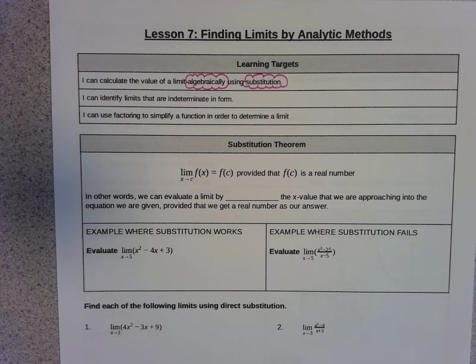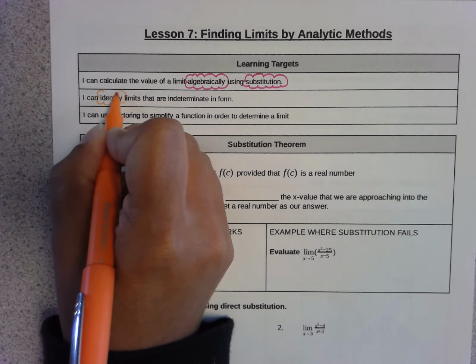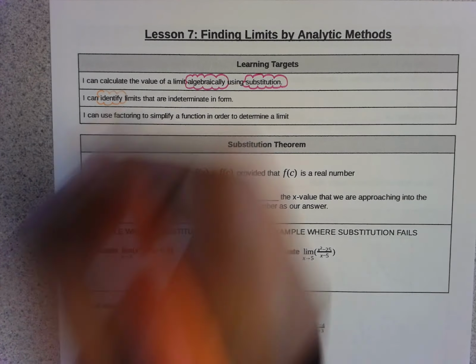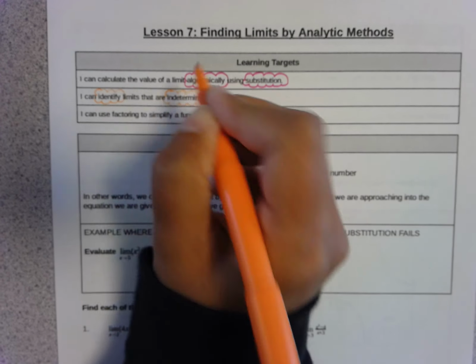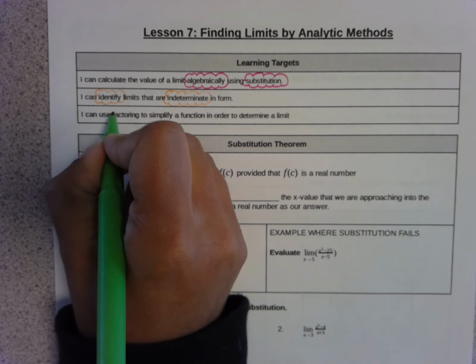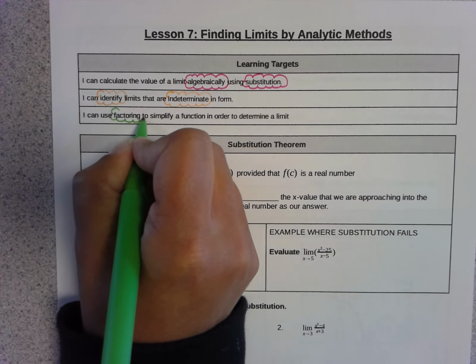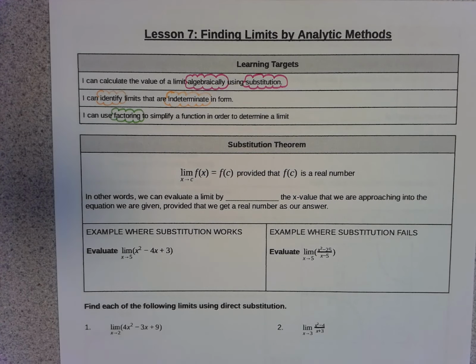a limit. The second learning target today is that we can identify, which means we can determine when it's happening, limits that are what are called indeterminate in form. And the third learning target of today is I can use factoring. So we're going to be thinking back to how to factor to simplify a function in order to determine a limit. Let's go ahead and start with what's called the substitution theorem.